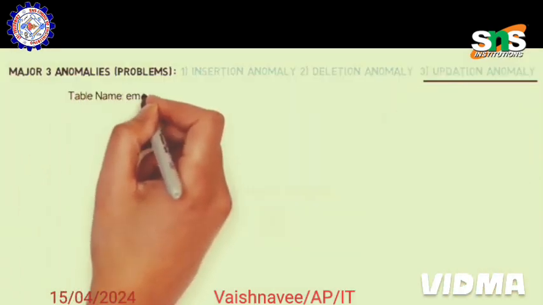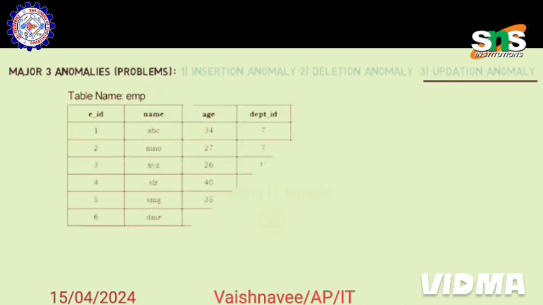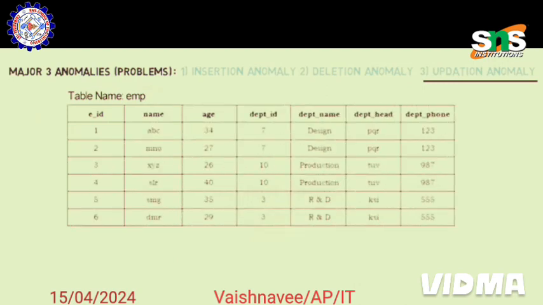Let us consider the same table, employee, which contains information of employee and department. This time we have data of 6 employees: 2 employees of design department, 2 employees of production department, 2 employees of R&D department. Now consider the situation if department head of R&D department is changed. Let us say MST is a new department head. We need to do this updation to every row of employee who works in R&D department.